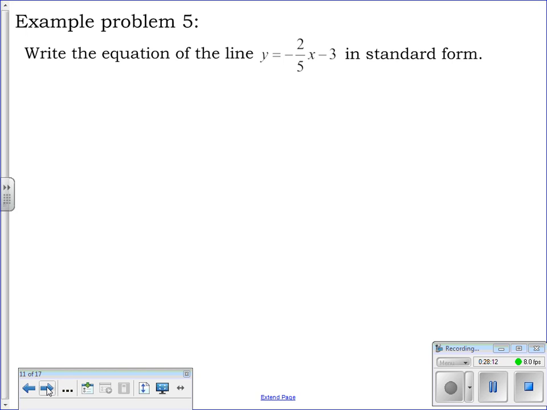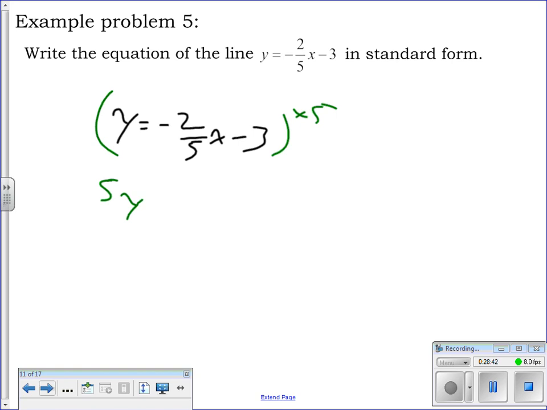Okay. We've actually been doing this to some extent already. This is really easy. Rewrite the problem, though, to give yourself room to work. Y equals negative 2/5 x minus 3. This is 2 steps. Step number 1, get rid of the fraction. Multiply through by your common denominator. Your common denominator in this case is 5. Multiply everything times 5. 5y equals negative 2x minus 15.